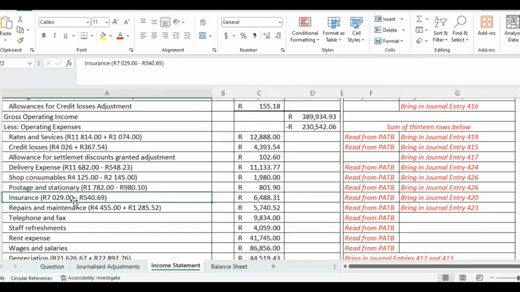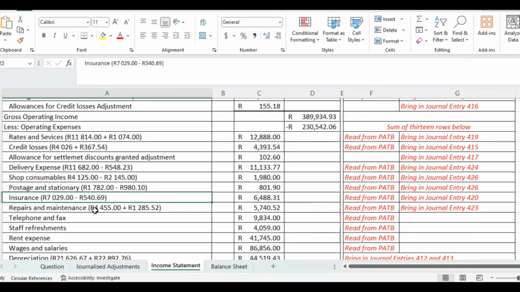Now you will remember, once again, we read the 7029 from the pre-adjusted trial balance, but as far as the 540 was concerned, remember that was something that we prepaid. So it is an expense that should not have reflected yet. So we can subtract that 540 amount. Okay, that was journal entry 420.